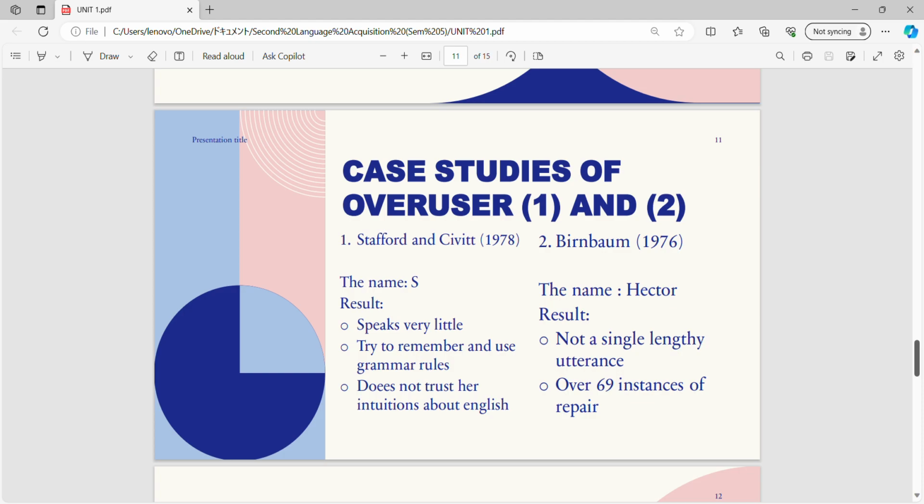And the second is Birnbaum. Birnbaum named the person Hector, and the result is not a single lengthy utterance and over 69 instances of repair. So from this result for Hector, not a single lengthy utterance was found, and Hector also made some 69 instances of repair in the language that he learned.